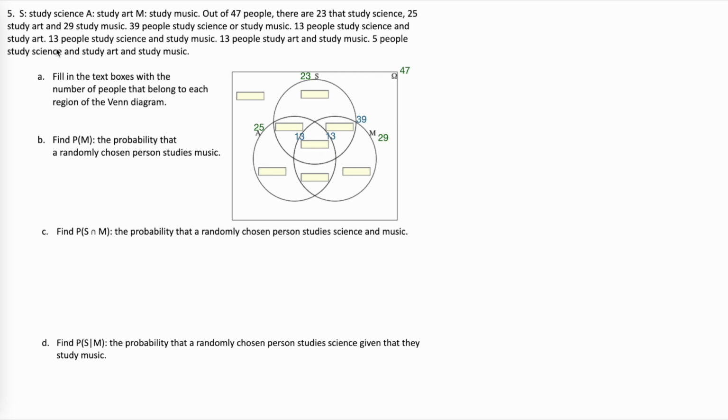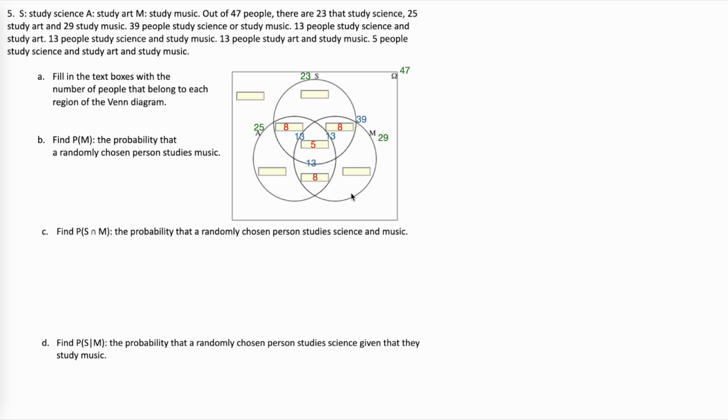as well. Then we're told 13 people study art and study music. Art and music is in this region here. I'm going to put a little 13 on this border. 5 people study science and study art. So there are 5 right here. If there are 5 right here and 13 here, that means this has to be 8. 8 plus 5 make 13. Same thing here, has to be an 8. Same thing here, has to be an 8.